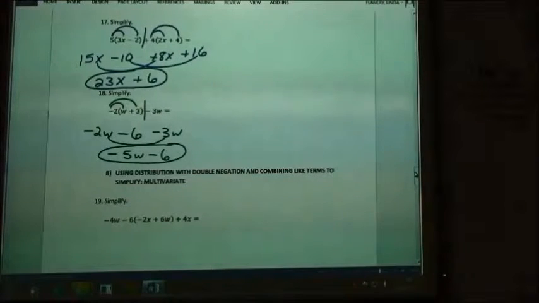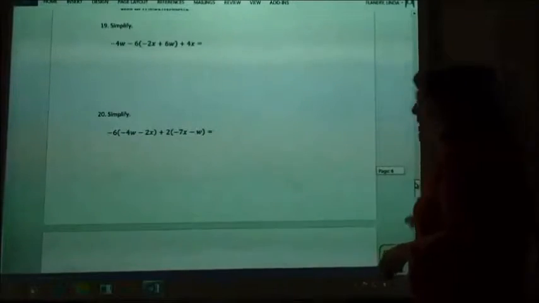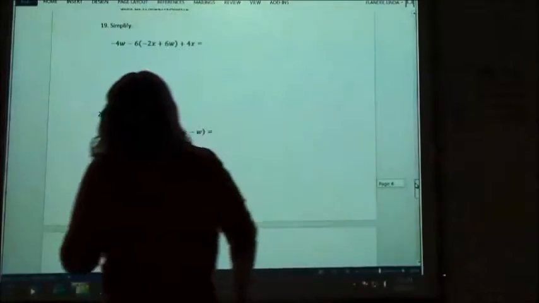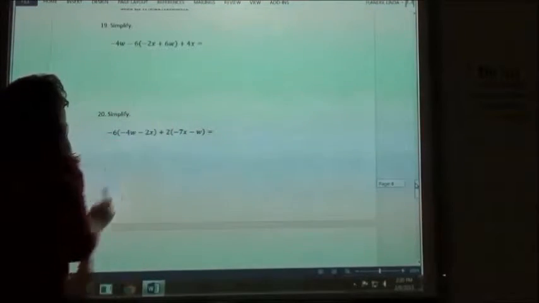After you do the shorter ones, then they get part B, the longer ones. So number 19, same kind of thing we just got done doing. I'm going to start and get rid of my parentheses here in the middle.